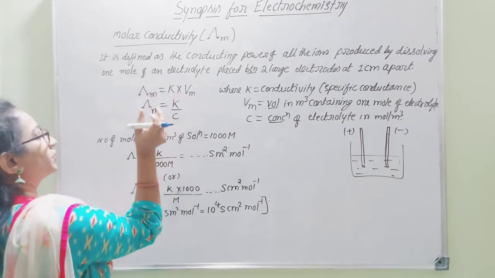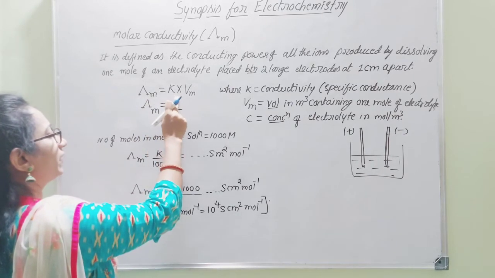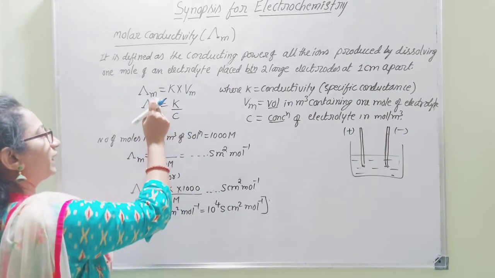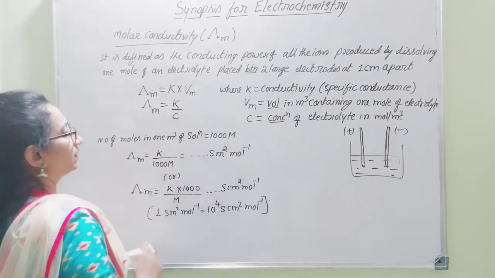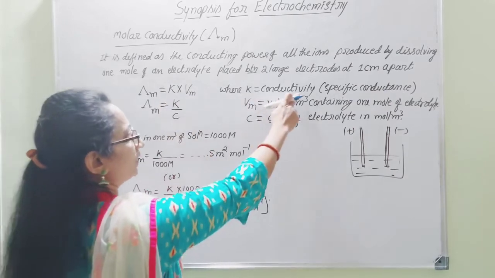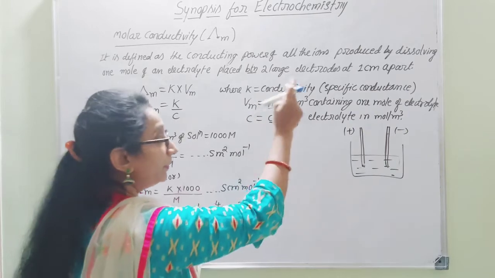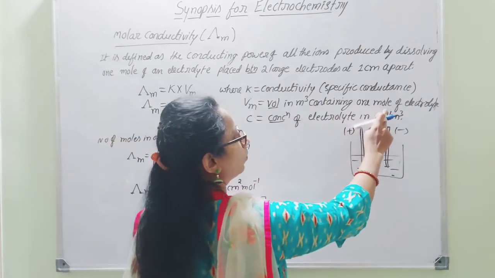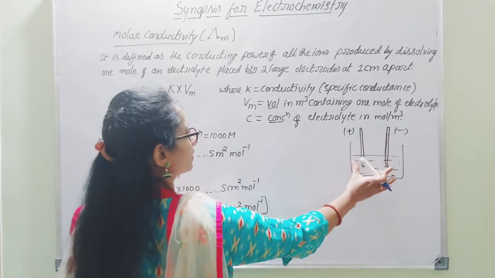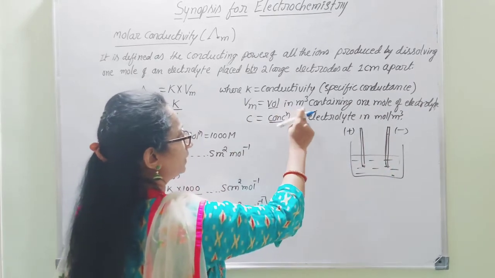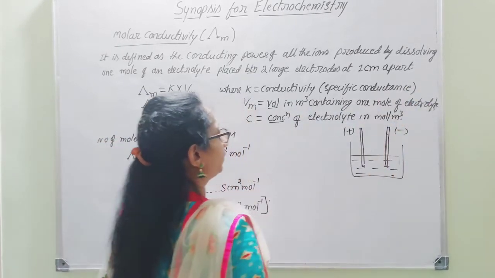Here we can write the expression for this molar conductivity. What is that expression? Lambda m is equal to K into Vm, or we can write lambda m is equal to K by C. Here, as you know, K is the conductivity or specific conductance, and Vm is the volume in meter cube containing 1 mole of electrolyte. So that is the exact volume we are considering in this electrolytic cell.